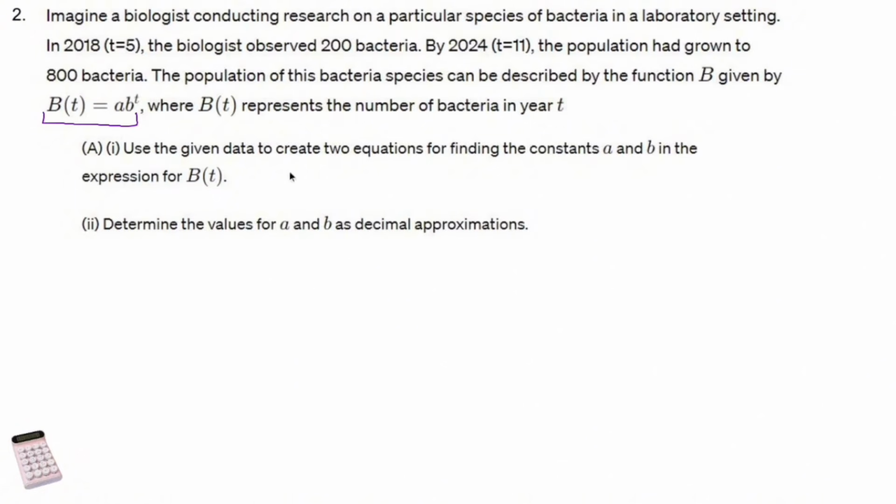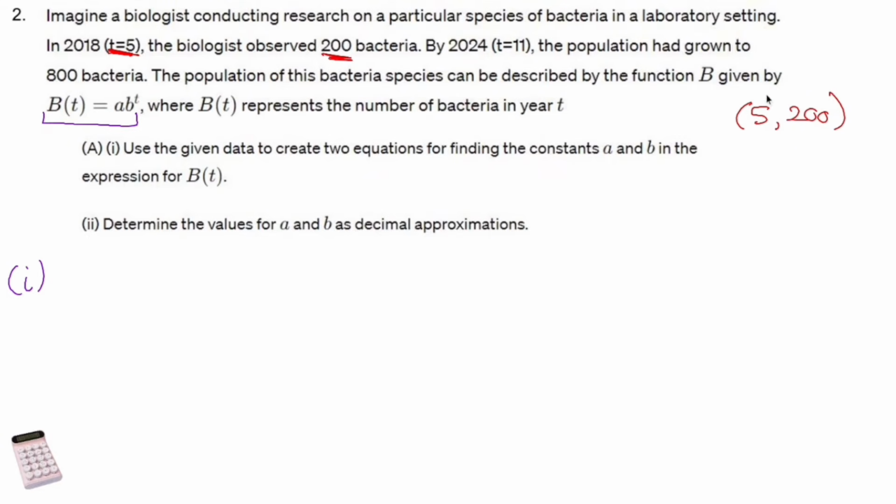So use the given data to create two equations for finding the constants a and b in the expression B of t. So what part A I is asking for is to come up with two equations, like a system of equations. Well, in order for me to come up with the equations, I have to take some of this information that I have right here. So what I do have is that when t is 5, I have a population of 200. So that gives me the coordinate (5, 200).